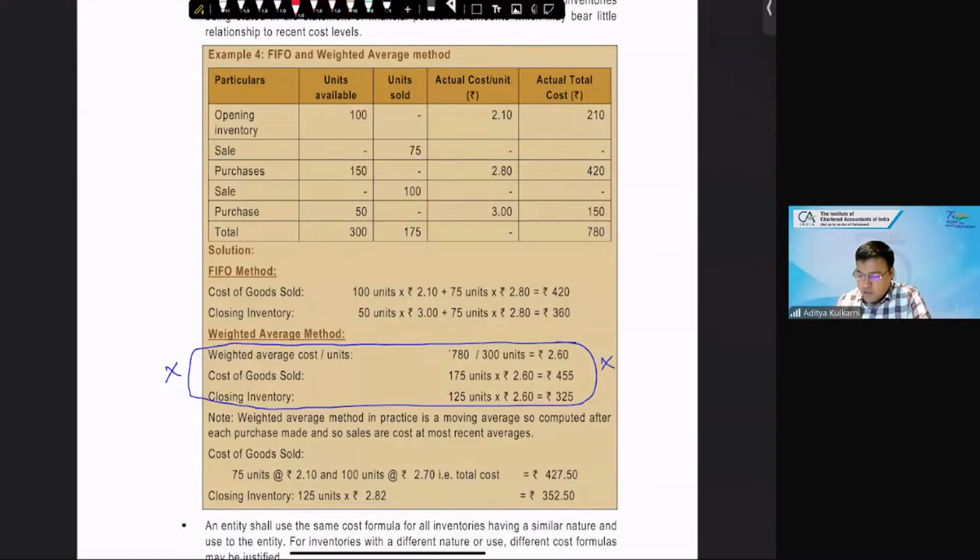So I'm happy. This one question I leave you for homework. Very simple question. You have to do FIFO and weighted average. In my humble opinion, this particular point which I have highlighted, please don't take that into consideration. This is the right answer. Please take this.